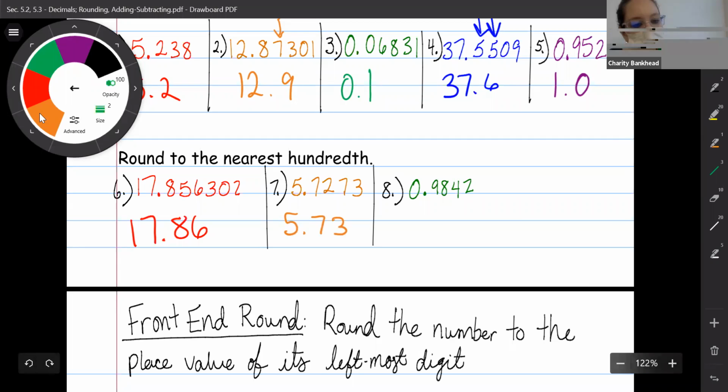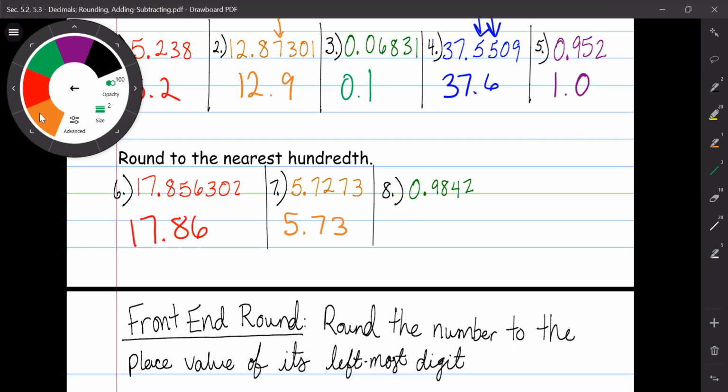And number 8, in the hundredths place, we have an 8 followed by a 4. So 4 is less than 5. So that's just going to be basically round down to 0.98.